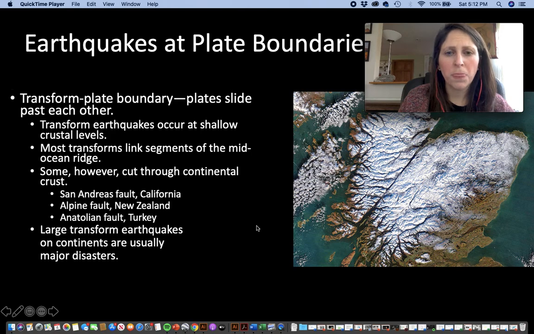Rarely are they ever deep, but they are a big deal because when they occur on land, they are very destructive. Okay, so our San Andreas Fault, a large portion of it is on land, right? It cuts right through California. That's a big deal because we have a lot of people living in California. So when that earthquake ruptures, it's going to be felt by a lot of people. Usually transform plate boundaries are in the middle of the ocean, so they're not a huge deal, but where they cut on land, they can be pretty significant and pretty deadly.